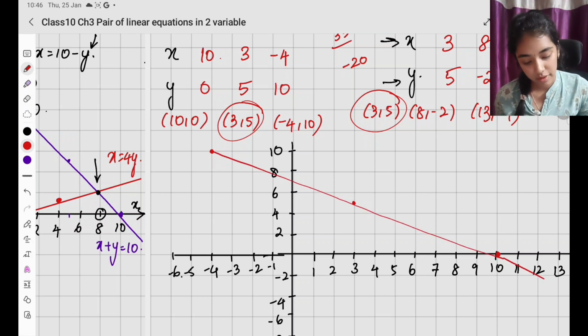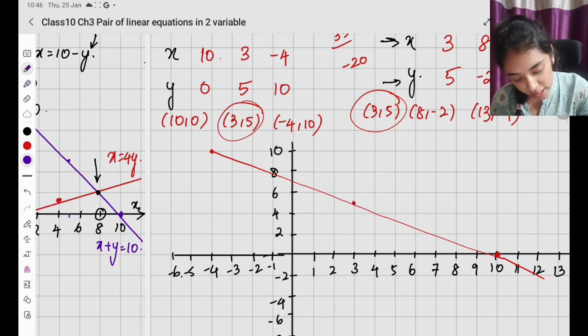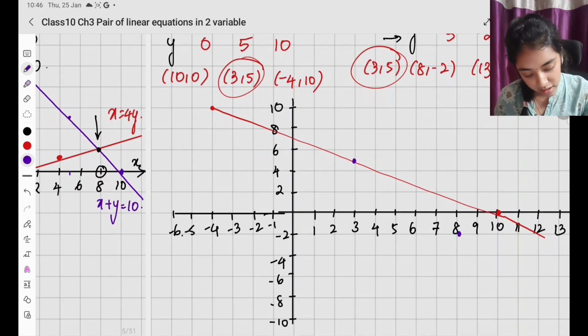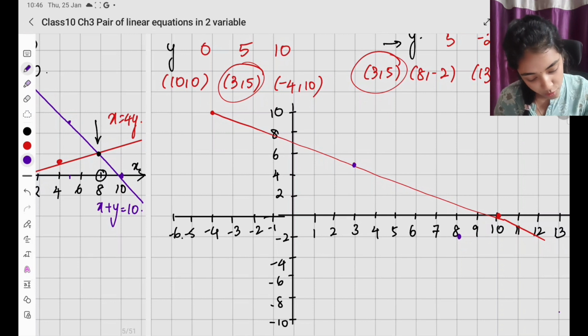So இப்படி ஒரு graph வருது. Okay, then next points are going to be 3, 5. So 3, 5 is going to be over here. Then 8, minus 2. 8, minus 2 இங்க இருக்கு. Then 13, minus 9. 13, minus 9 is going to be over here.